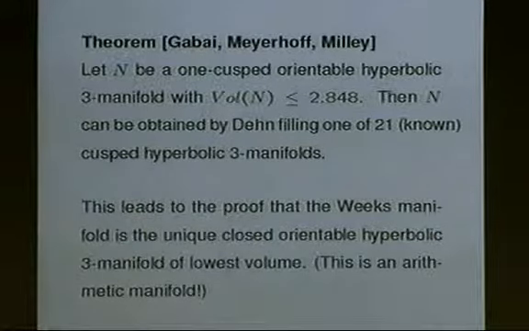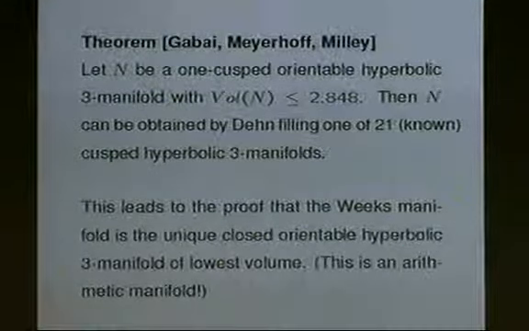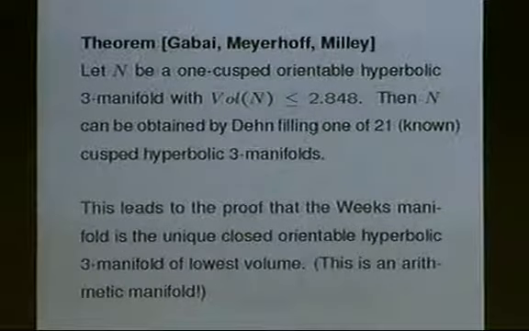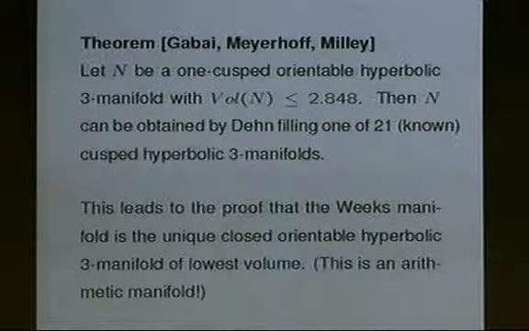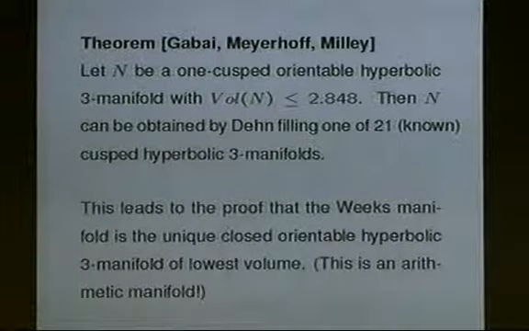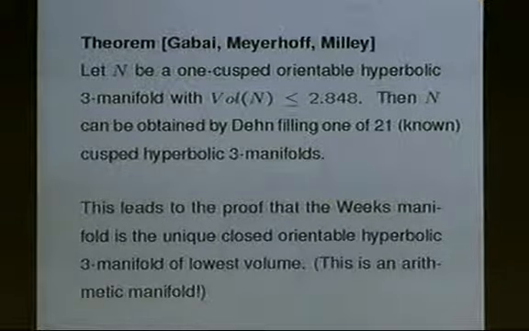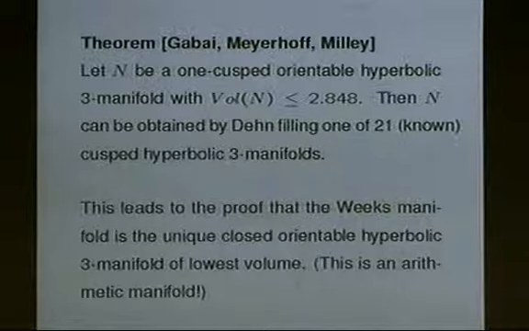But here's the kind of thing that they can prove. This is a very explicit version of the previous general result. If you have a 1-cusp hyperbolic manifold with volume less than 2.848, then in fact this can be obtained by Dehn filling one of a finite list of 21 explicitly known hyperbolic manifolds. So this is a very precise version of the previous result. This gives you a very nice picture for all the cusped hyperbolic manifolds up to this particular volume.